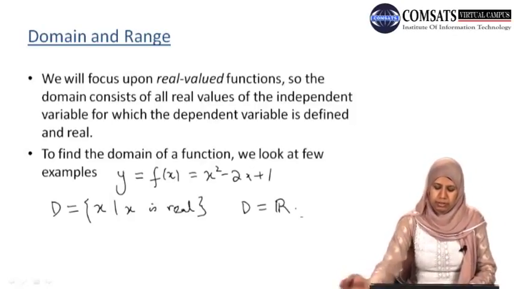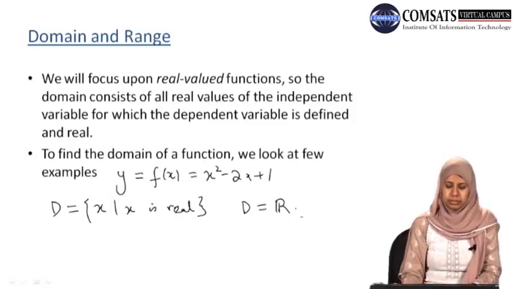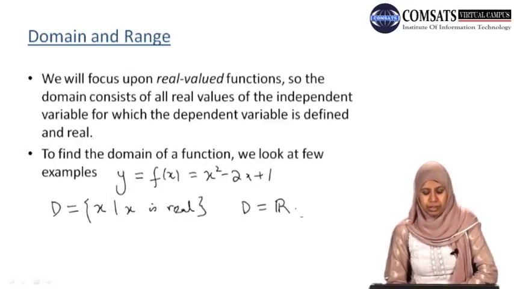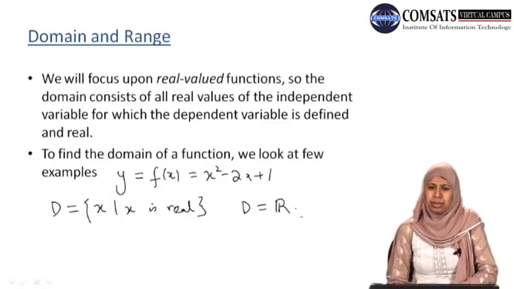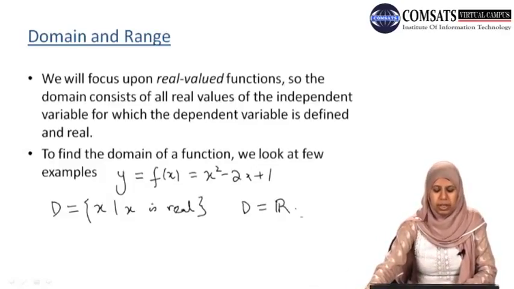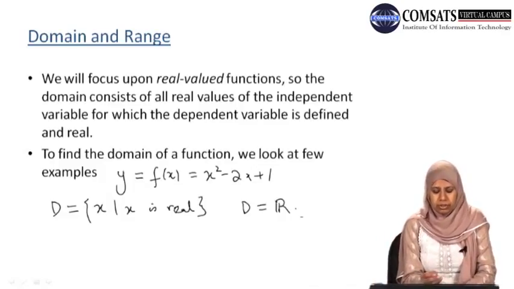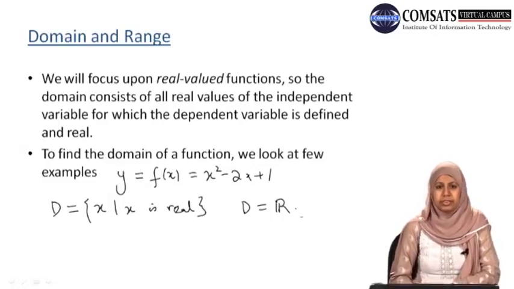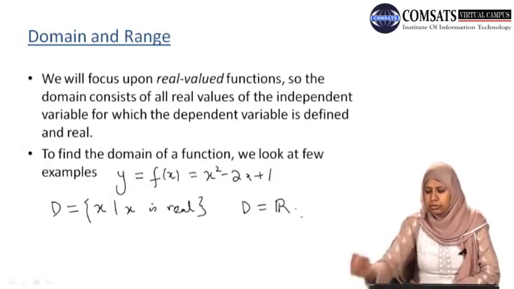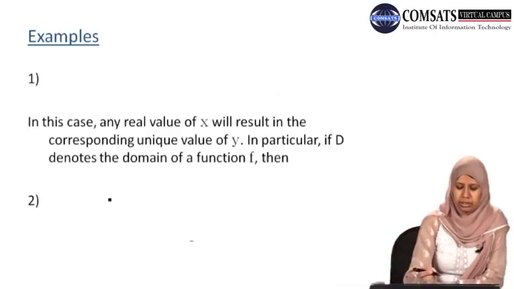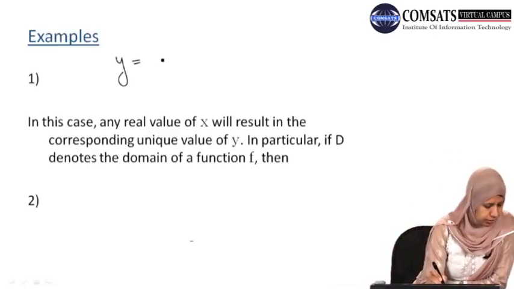Okay. Why is the set of all reals the domain? Because the function is defined for all possible values of x, which are the real numbers. There is no value of x for which the function is not defined. So in this case, the domain is the set of all real numbers, and every real number will give us, after the rule f, a real value as the output. So the domain will be the set of all reals. This was example 1.